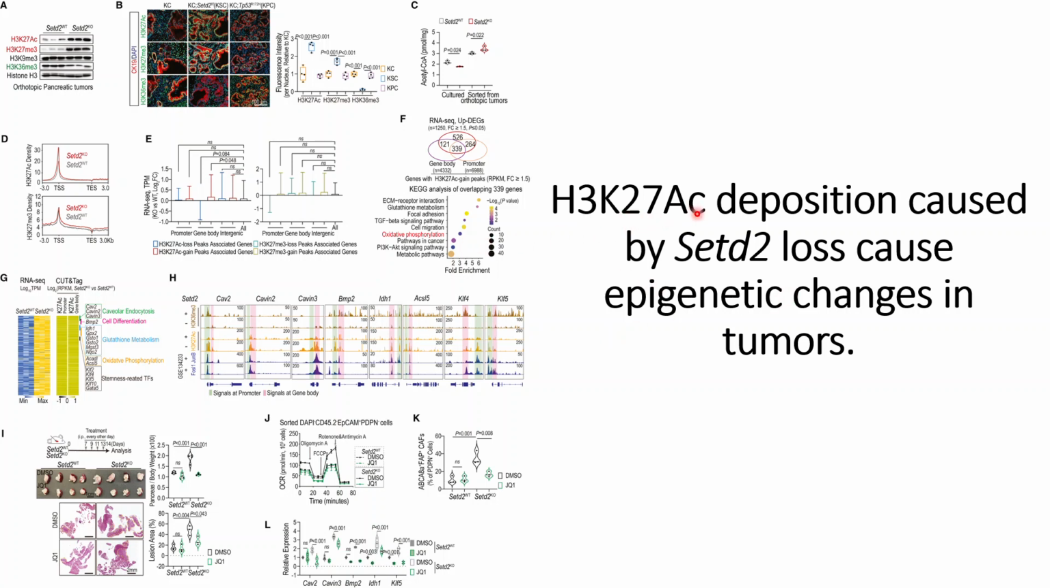In this video, we will discuss how Setd2 loss causes epigenetic changes in the tumors. What they will finally conclude is that this H3K27Ac deposition, caused by Setd2 loss, leads to the epigenetic changes in the tumors. How they came to this point, we will discuss through the results that are presented in this figure.